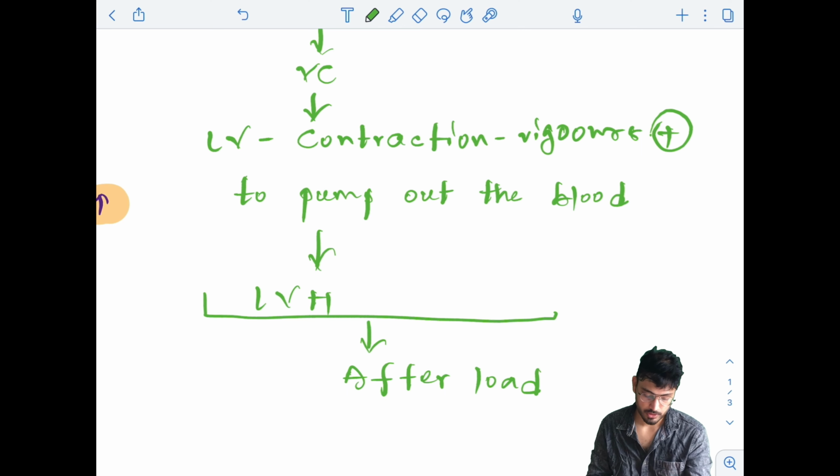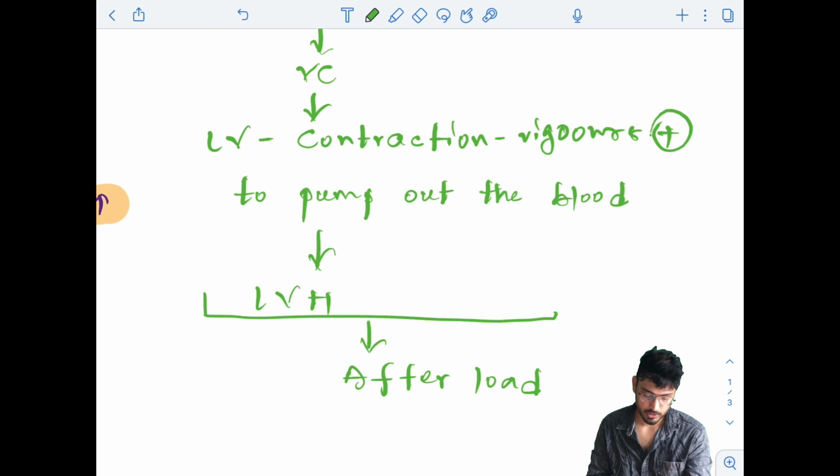The blood which is coming to the heart is called preload. If the arterial blood vessels are vasoconstricted, then the heart has to exert a lot of pressure to contract. This is called afterload. So this one is the preload, and this one is the afterload.